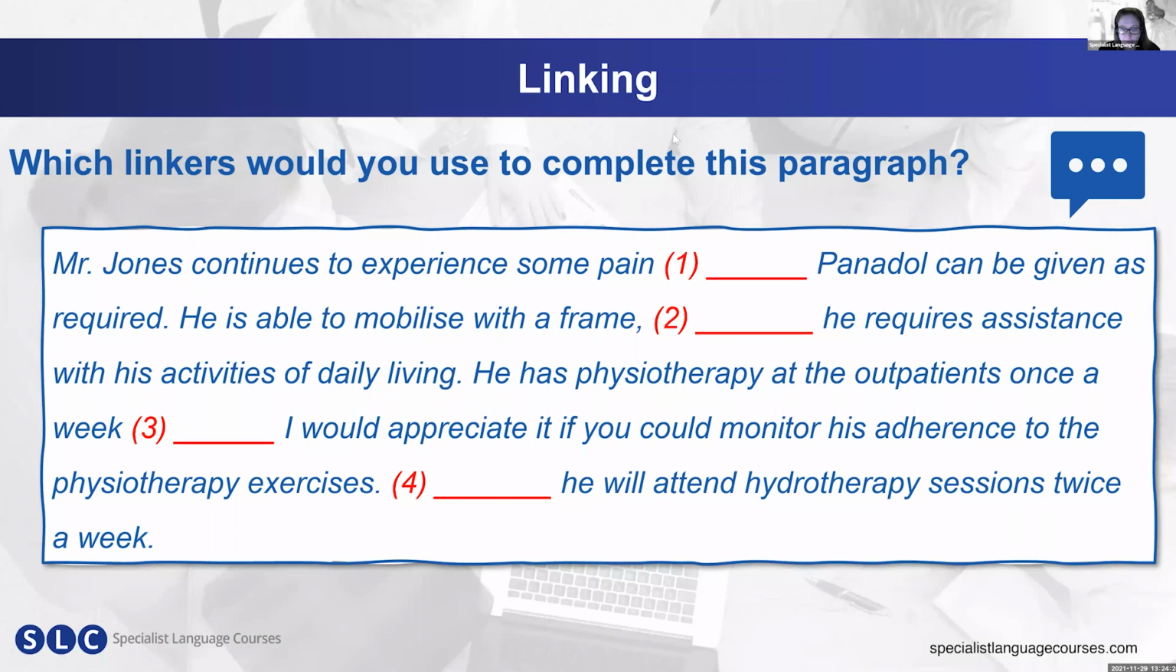Okay, great, some good answers. And then number 2: He is able to mobilize with a frame. He requires assistance with his activities of daily living. What could go for number 2? Number 3: He has physiotherapy at the outpatients once a week. I would appreciate it if you could monitor his adherence to the physiotherapy exercises. What could go in number 3? And number 4: He will attend hydrotherapy sessions twice a week. What could go there?